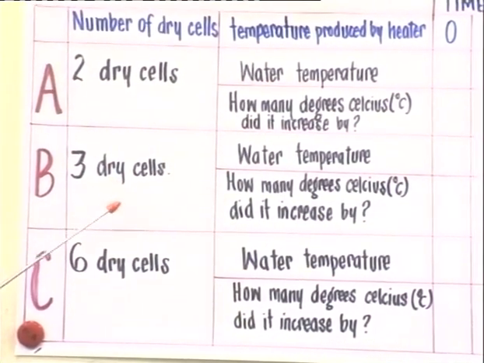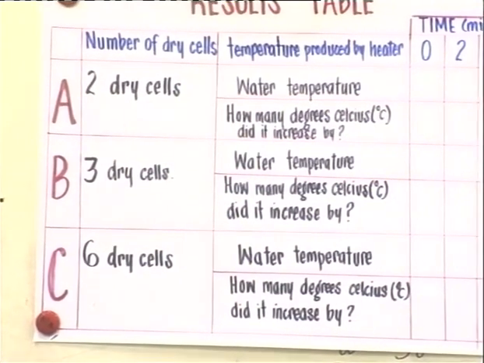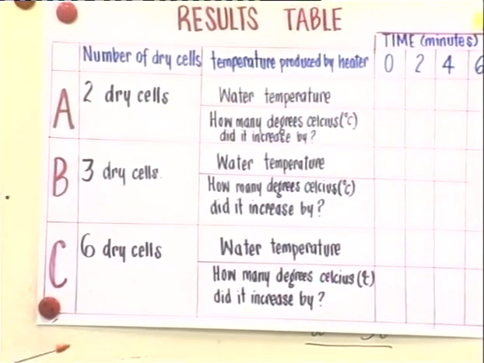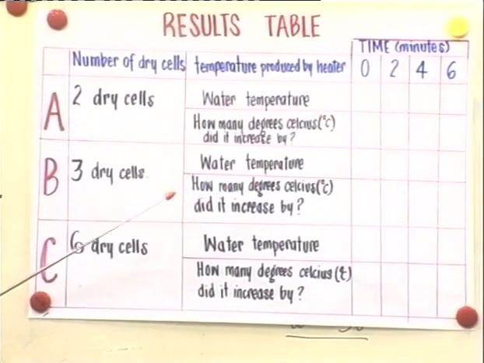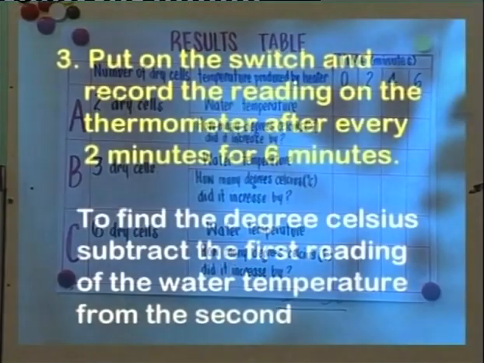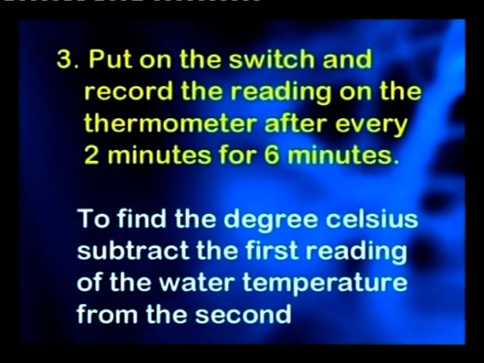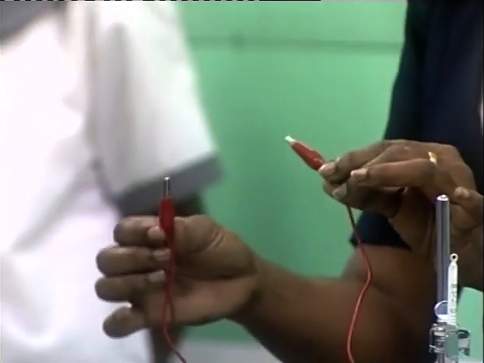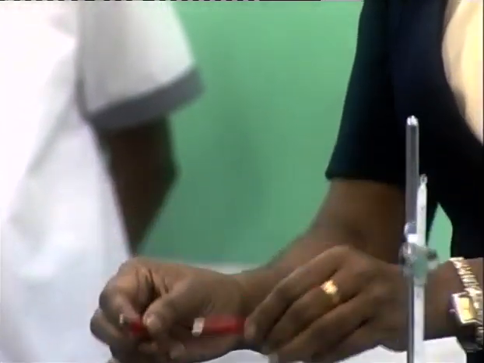For the second instruction, you are to take the reading of the water temperature at start. Before you start doing the experiment, you take the reading of the temperature on the thermometer and record it where it says 0. Then you are to put on the switch and record the reading on the thermometer after every 2 minutes for 6 minutes. With us, we don't have an actual switch. We have these connecting wires with crocodile clips at each end, so these are going to be our switches.